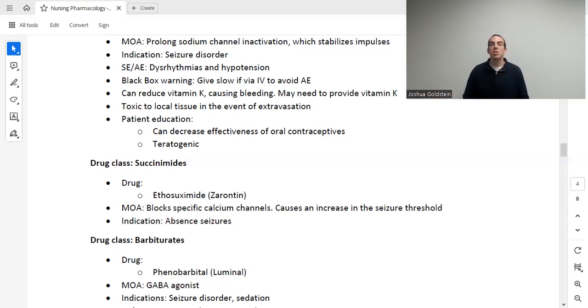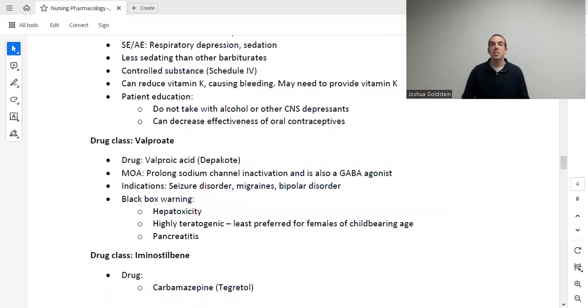What is it used for? It's used for seizure disorders. This one is also used for sedation, just like benzos. However, this medication is a little bit less sedating than other barbiturates. However, barbiturates in general are considered very, very much sedating.